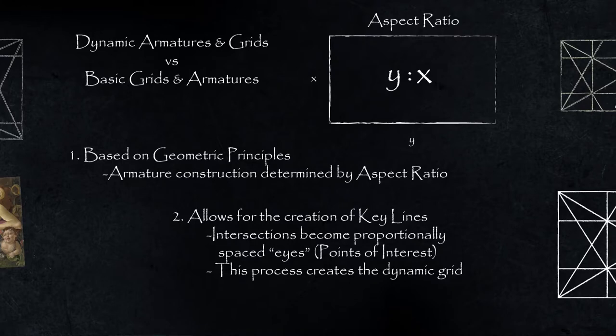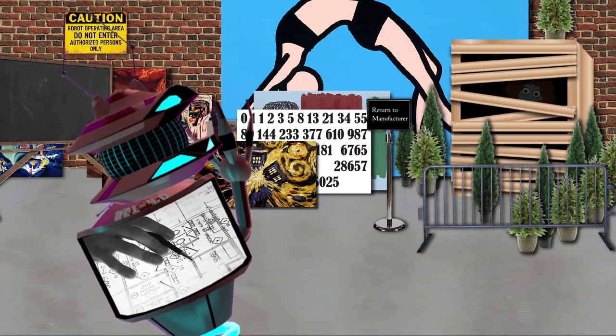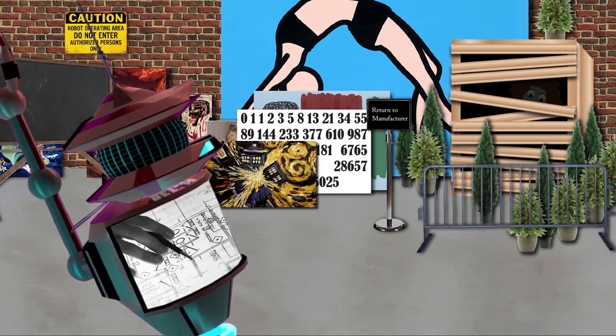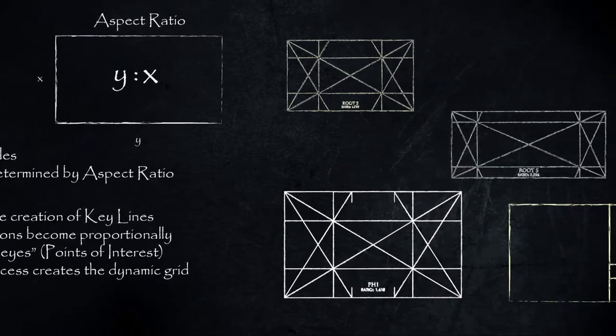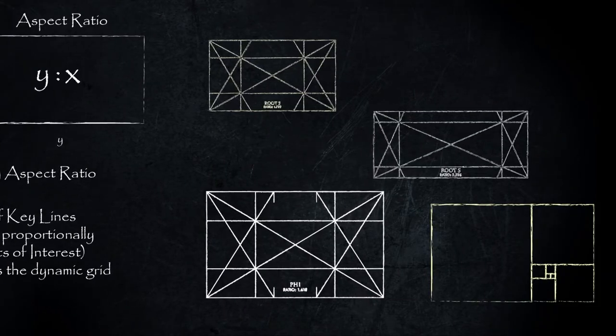Anyway, back to business. The second difference is that the dynamic armature allows for the dynamic and proportional creation of key lines that run parallel or perpendicular to the picture frame. As these lines intersect, they do so only on perfectly proportioned points of interest, also known as eyes. This process is what forms our dynamic grid. So, you get it? The armature is the whole layout, and the grid is the broken down system within that layout.